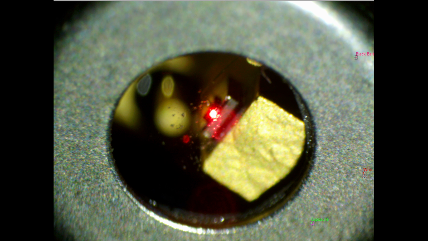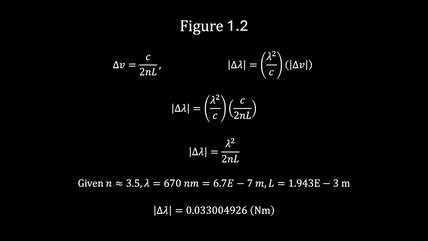The LD cavity measured 1.94 millimeters, within roughly 21% error of the datasheet value. From this cavity length, we calculated a mode spacing of 0.033 nanometers, smaller than the expected value of 0.3 nanometers. This part showed how microscopic structure and drive current influence LED and LD behavior.